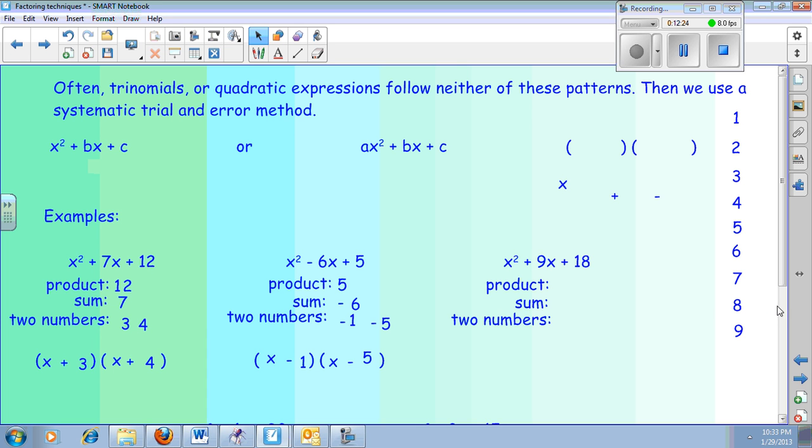Now, the last one is x squared plus 9x plus 18. So our product in this case is 18. Our sum is 9. So our two numbers have a product of 18 and a sum of 9. So we can think of different factors of 18. For example, 1 times 18, or 2 times 9, or 3 times 6. So we want to think about which of those sets of factors adds up to 9. And it turns out it's 3 times 6.